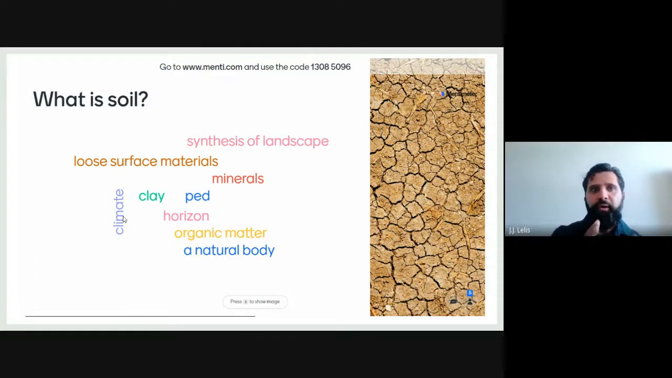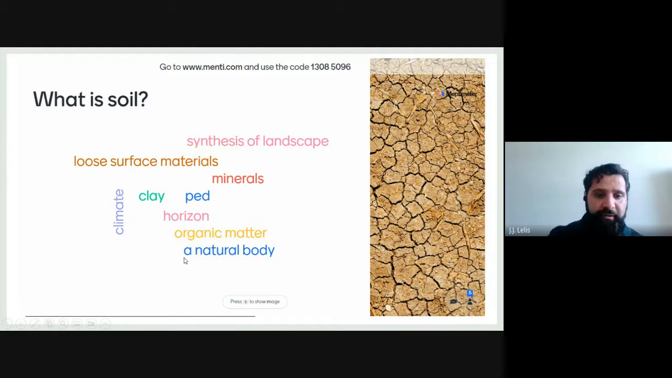It's more a soil formation factor, so it influences soil formation a lot, but some soils are not so deeply influenced by climate because we have other soil formation factors like time, like relief, like parent material, and they also influence soil properties. Okay?